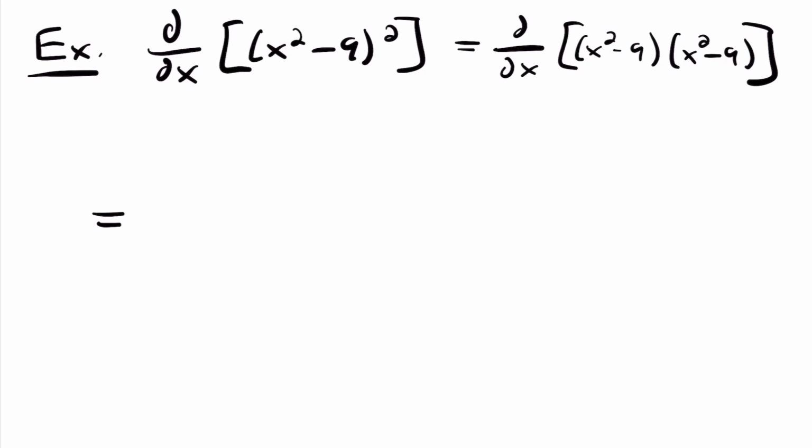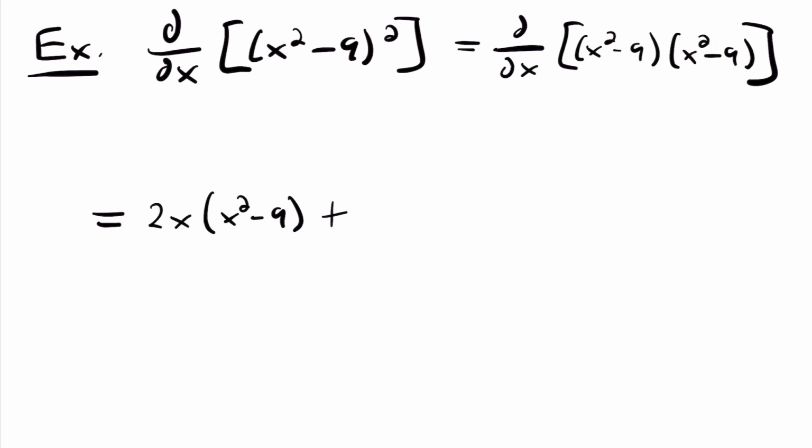So we're going to have 2x times x squared minus 9, right? The derivative of x squared is 2x, and this negative 9 will just be 0 when we take the derivative of it. And then we can add it to the original first function times the derivative of the second function, which is the same thing, right? These are the same function. Even though we have two functions here, they are the same thing.